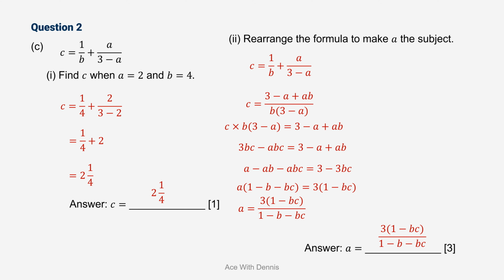Also, if you rearrange the formula differently, you might have another alternative answer, but it's actually the same answer shown here. The alternative answer will be 3 bracket BC minus 1 divided by BC plus B minus 1.